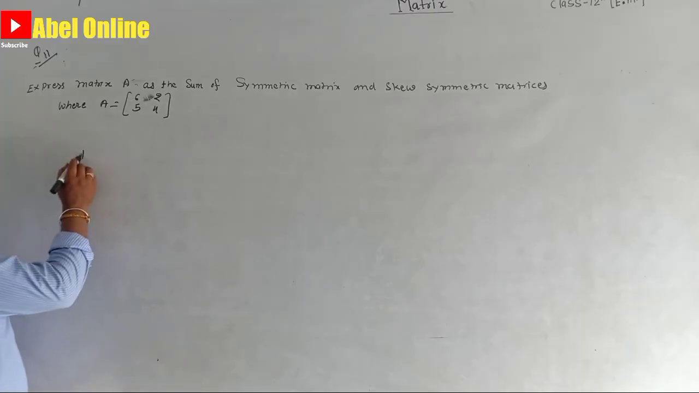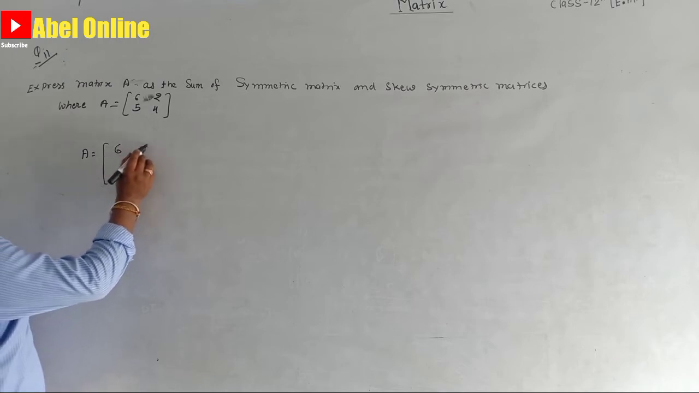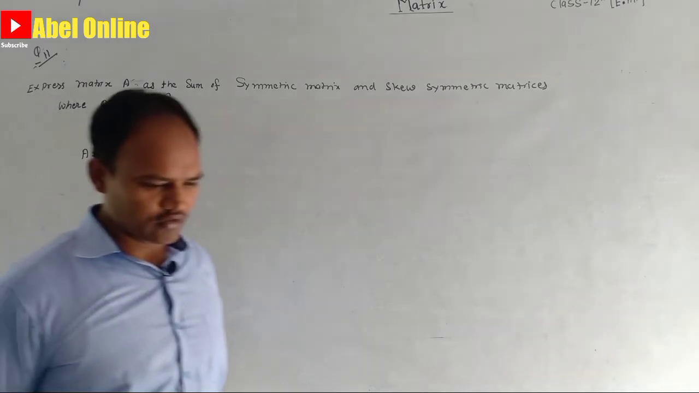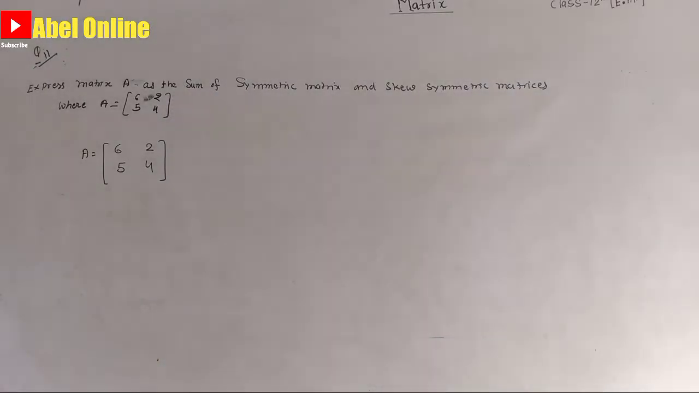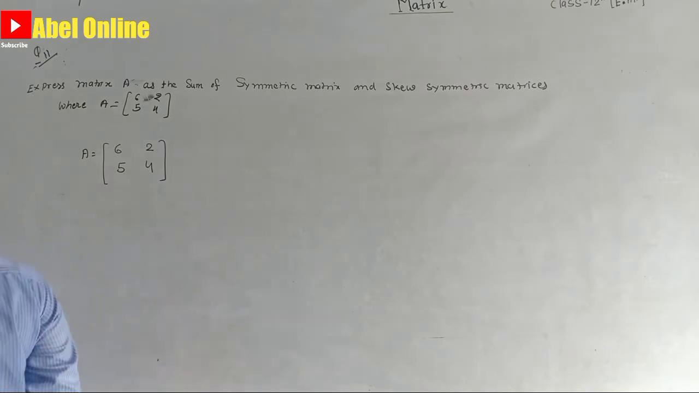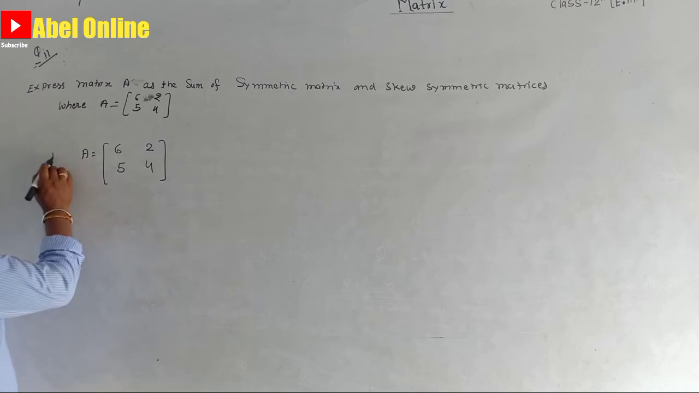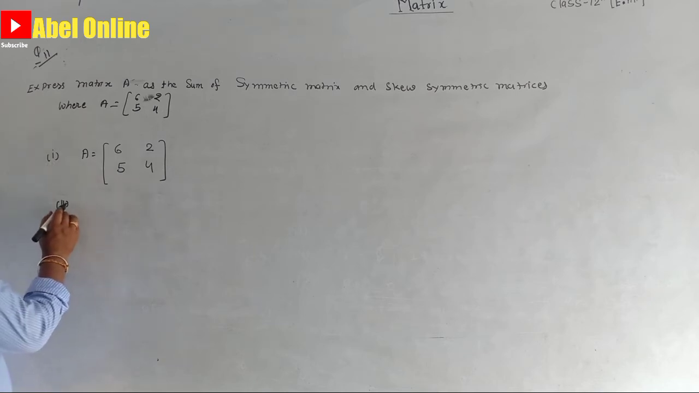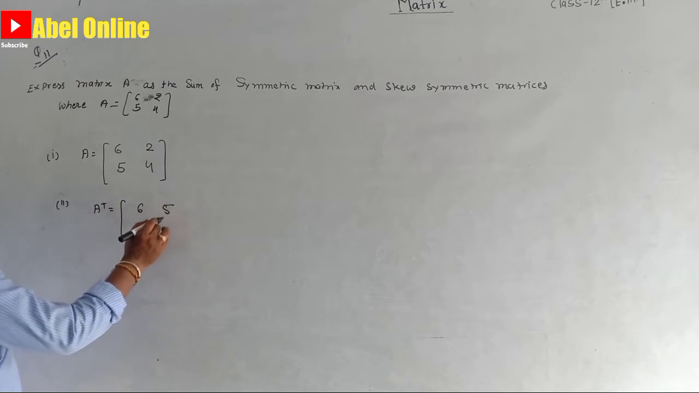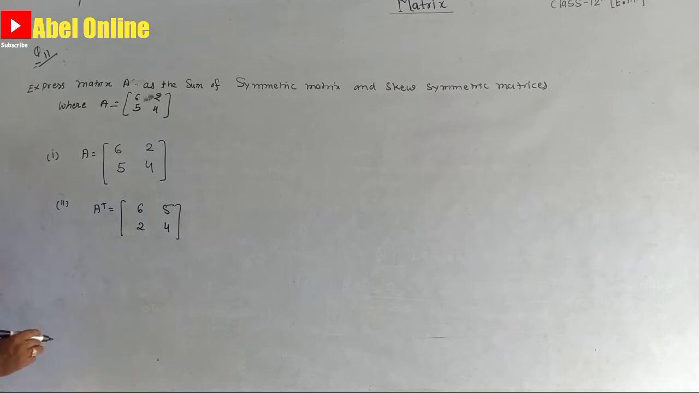Matrix A is given, that is 6 2 5 4. Look at the question carefully. It is 6 2 5 4. Now what is the second step? Find A transpose. A transpose means 6 5 2 4. Okay, have you got it?